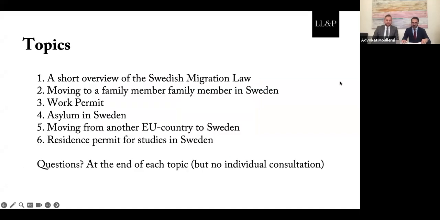So what we will be discussing today is the following topics. First, we will give you a short overview of the Swedish migration law and more about the system of the law, the process itself. Then Omid will be talking about the rules about moving to a family member in Sweden. I will then talk about work permits and the changes in the work permit rules. After that, Omid will talk about asylum and seeking asylum in Sweden. Then we will talk about moving from another EU country to Sweden. And lastly, we will talk about resident permits for studies in Sweden.